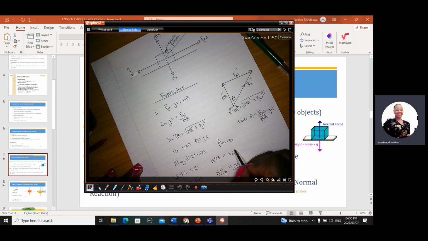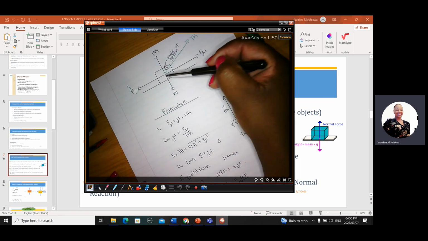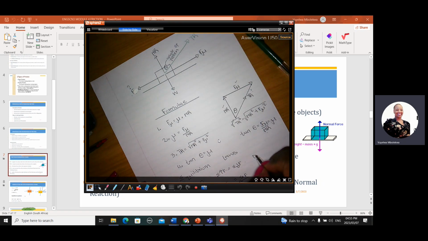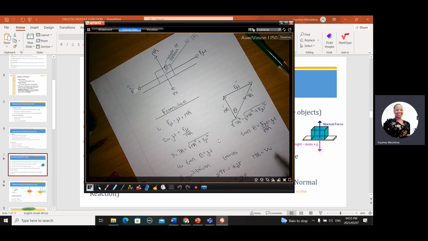If we use this law, what formula can we come up with? It will mean upward forces are equal to downward forces. So it will say NR equals W. And if we use this law, eastward forces are equal to westward forces. It will lead us to frictional force equal to applied force. So this is the formula that we can use to calculate the applied force.